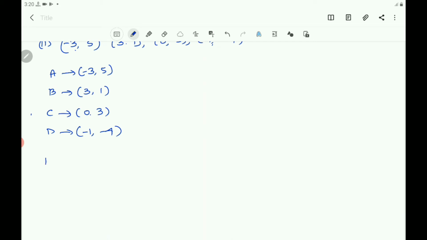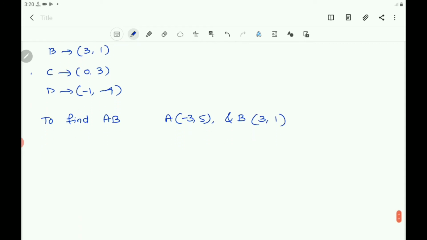So you take first one to find the side AB. To find AB, A is a point with coordinates 3, 5, and B is a point with coordinates 3, 1. Then you write AB equals square root of x2 minus x1 whole square plus y2 minus y1 whole square. So here these are the points x1, y1.